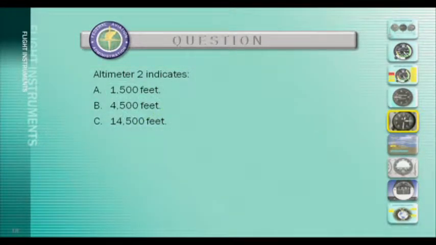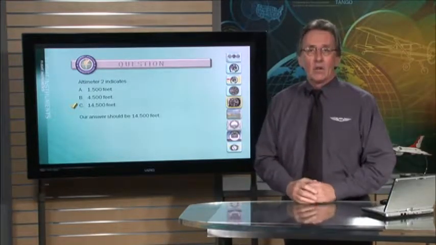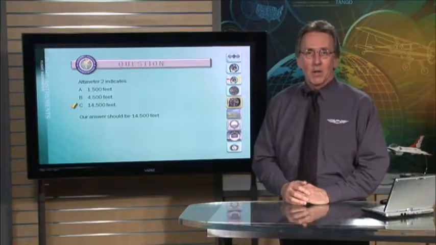Okay, back to our question. Altimeter 2 indicates which of these three? Correct answer, C, 14,500 feet. And it's that simple. Just read the three hands on the graphic and you'll have the correct answer.